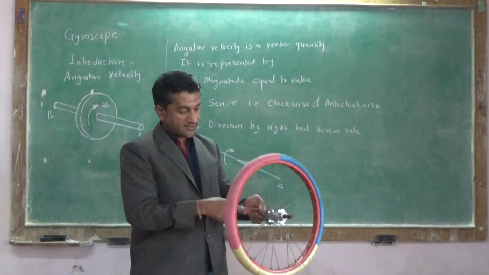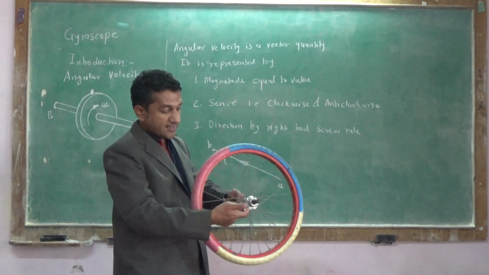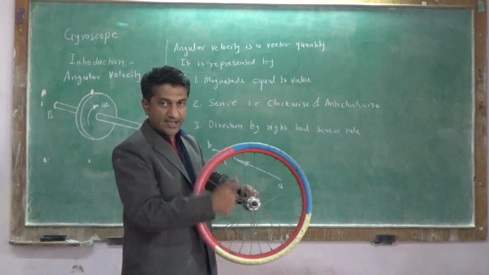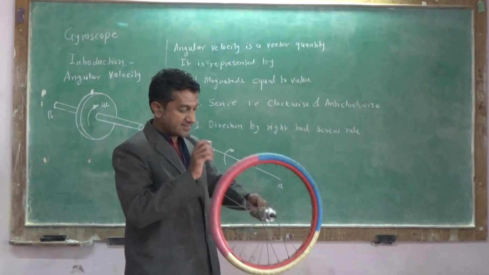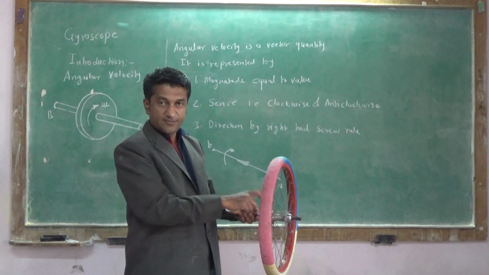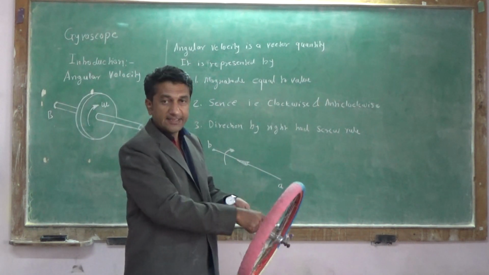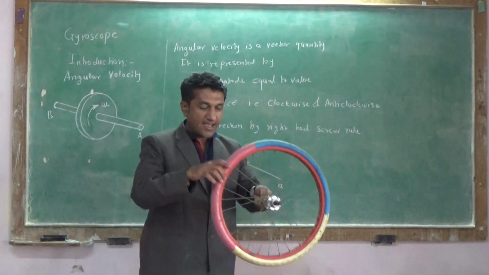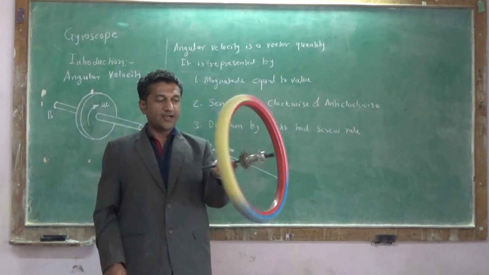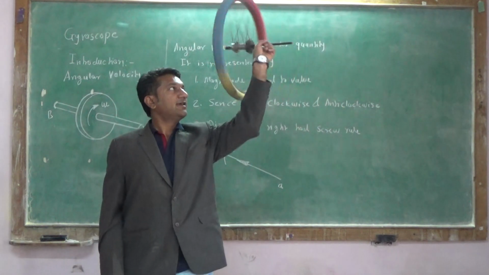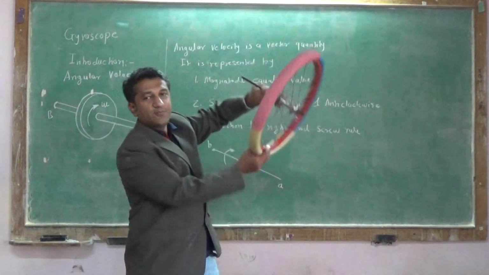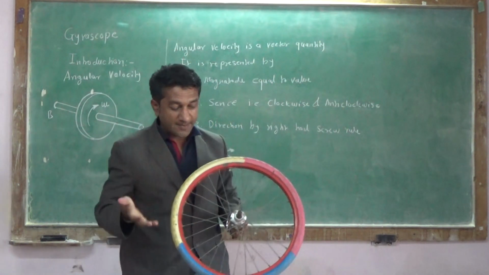So when I try to support it at 1 point only, this weight acts in the downward direction, and hence the couple, that is the weight multiplied by its distance from the point where I have supported it, acts and the wheel falls down. Okay. While I rotate it, I am now capable of having only 1 point of support, and what is going to happen at that time?